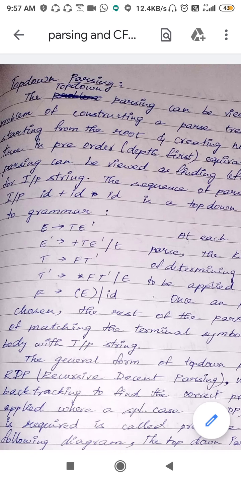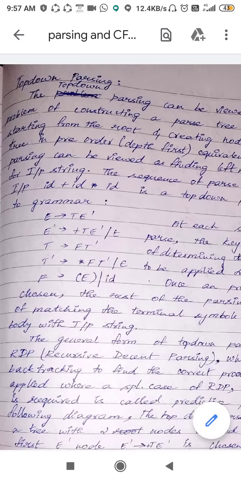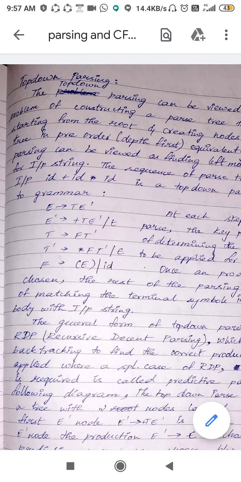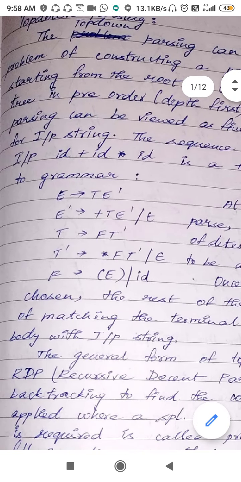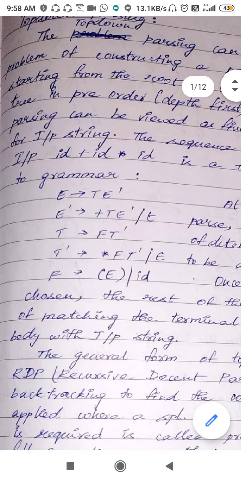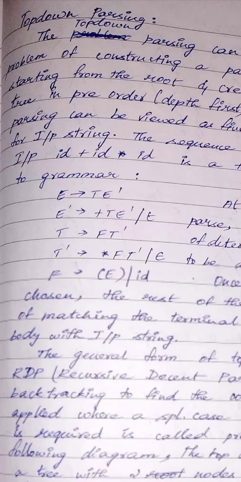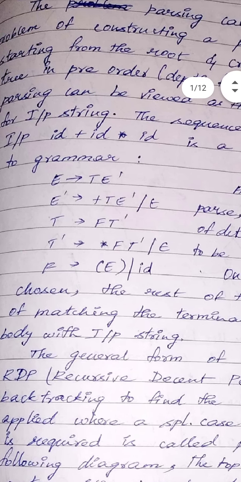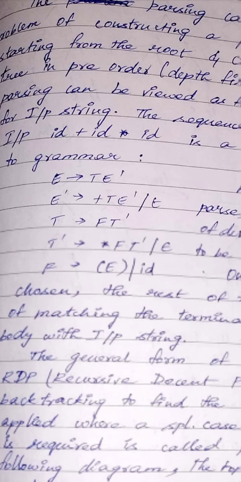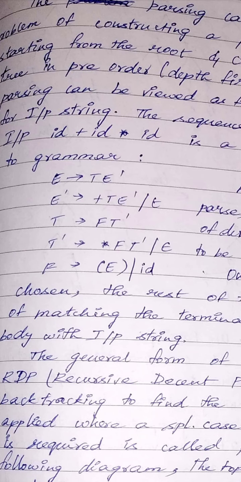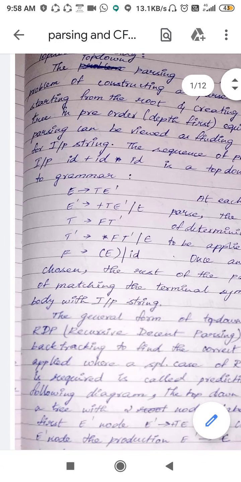for your input string. This is the example that we have. This is the input string, id plus id into id. To this input string, we are going to use the productions. E gives T dash E dash, E dash gives plus T E dash, and that's not small t here, it's going to be capital T. And then T gives F T dash, and T dash gives asterisk F T dash, or the empty string epsilon. And then F gives nested parenthesis or id. So this is the production that we have, and this is the input string that we have.